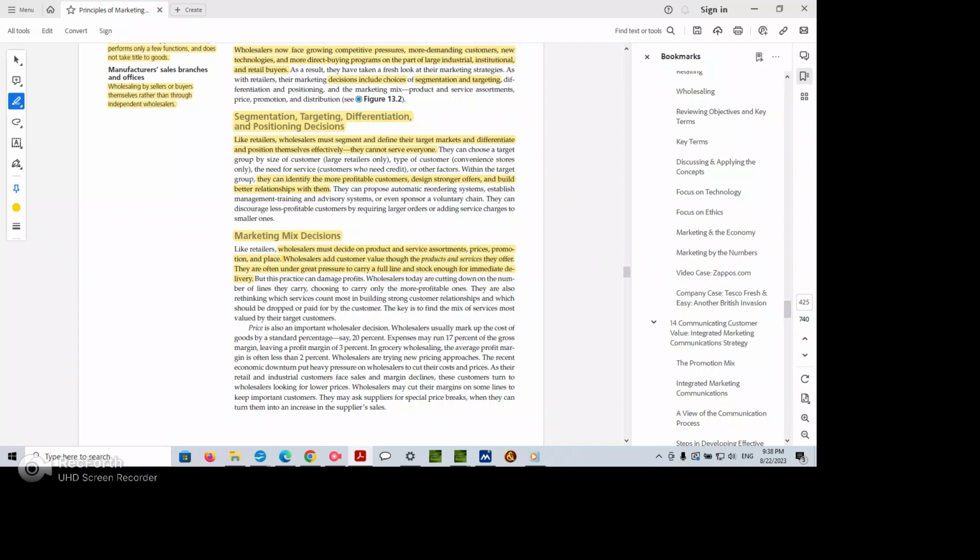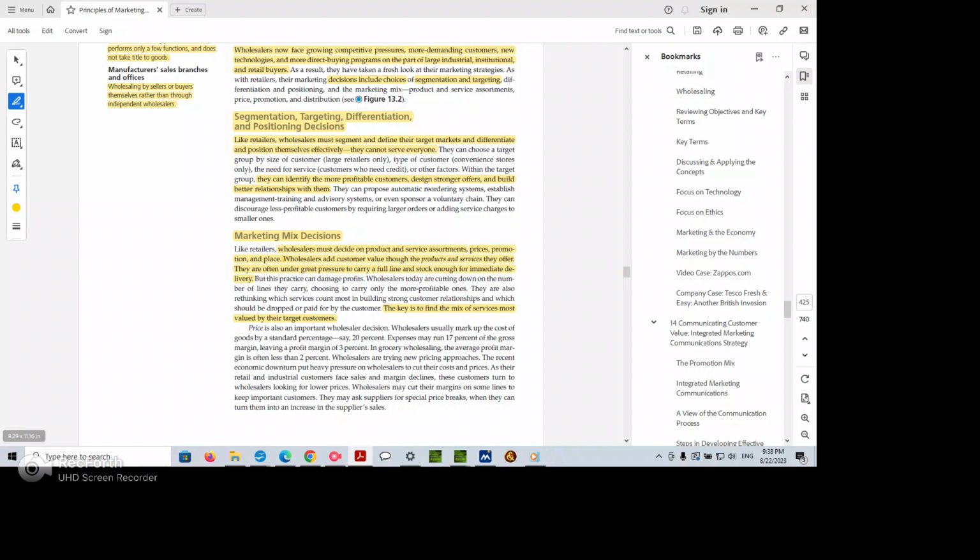Now, also consider services that count in building strong customer relationships, which should be valued and paid for by the customer. The key is to find the mix of services most valued by the target customer. It's a very general idea, but it's very important. This is why you have to consider that your customers have different needs, and therefore you have to consider what their needs are and serve them accordingly.